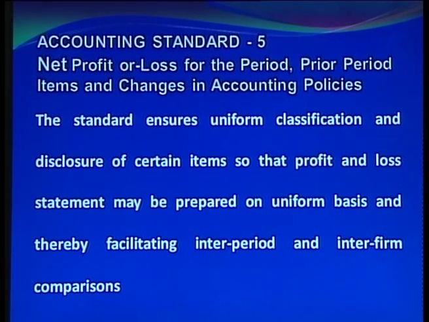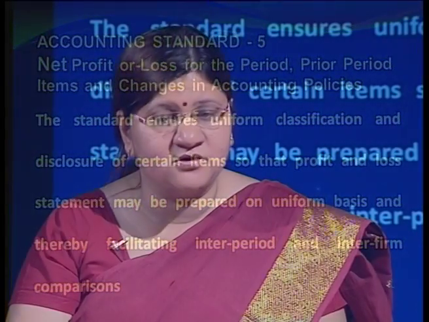First is the net profit and loss for the period. Second are prior period items, and third is that we have to account for change in the accounting policy. So, what this standard ensures is a uniform classification and disclosure of certain items. Why do we need this uniform classification and disclosure? Because we need to assess the profit and loss correctly on a uniform basis. The reason behind assessing profit and loss uniformly is that we have to do the inter-firm and intra-firm comparison.